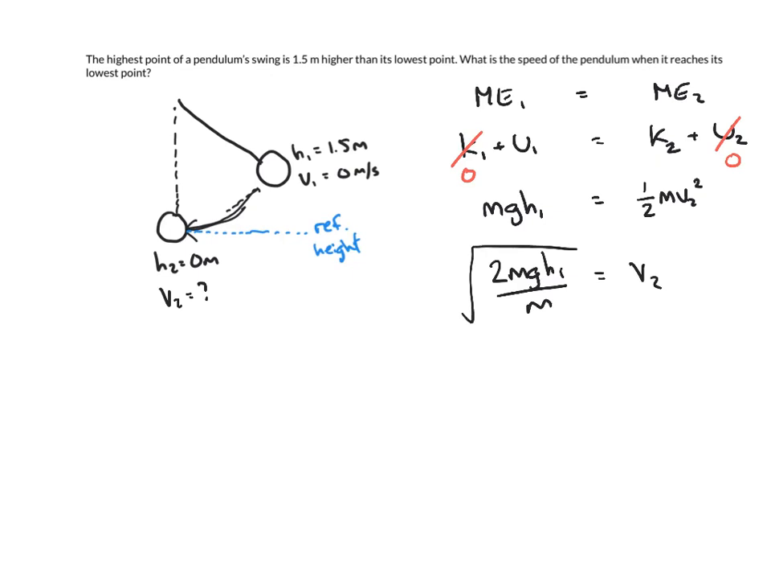Just like last time, there's an m in the numerator and denominator, so they cancel out. So I'm just going to rewrite this a bit neater. It's going to just be the square root of 2g h1. I can fill in the values.